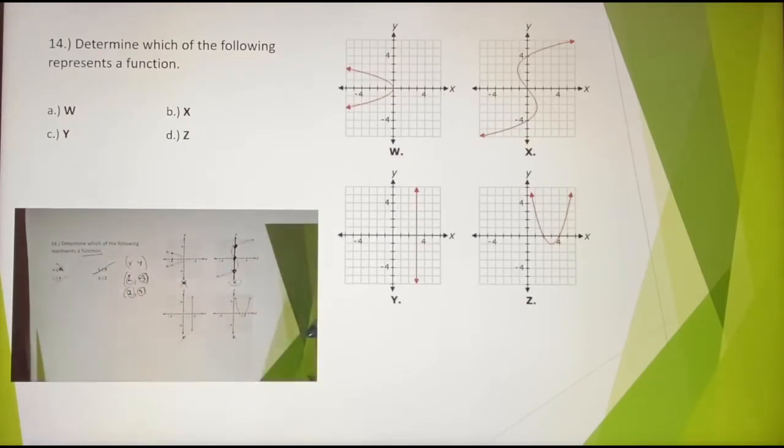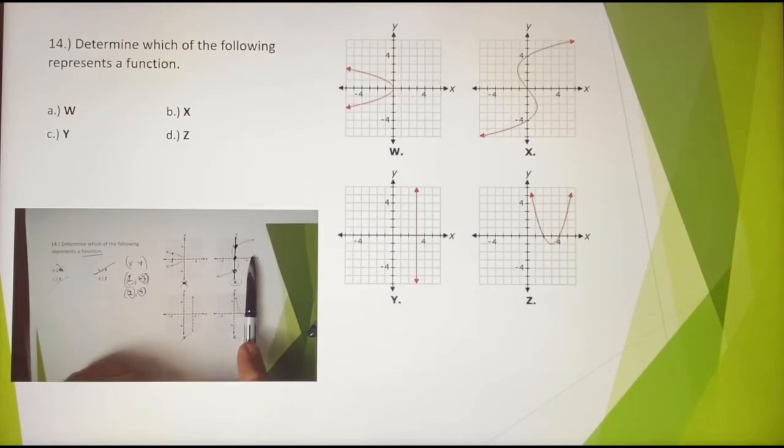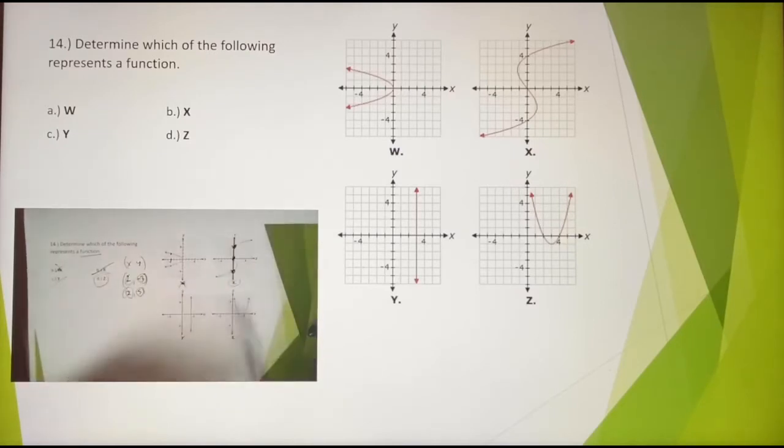By process of elimination, it looks like it's z, but let's check it anyway. So I'm going to run my vertical pen across, and I'm only touching the red line once as we go across. So there is only one y for each x. So z is the correct answer.